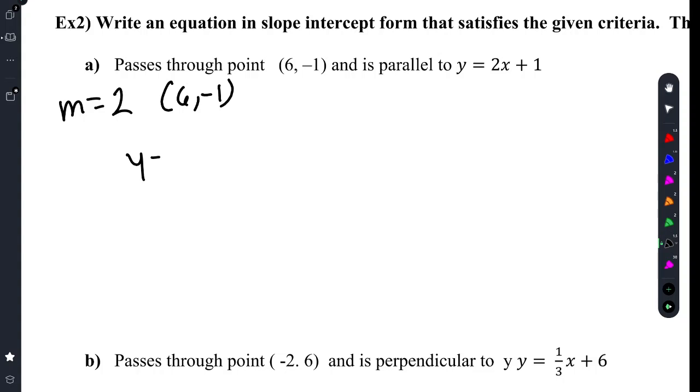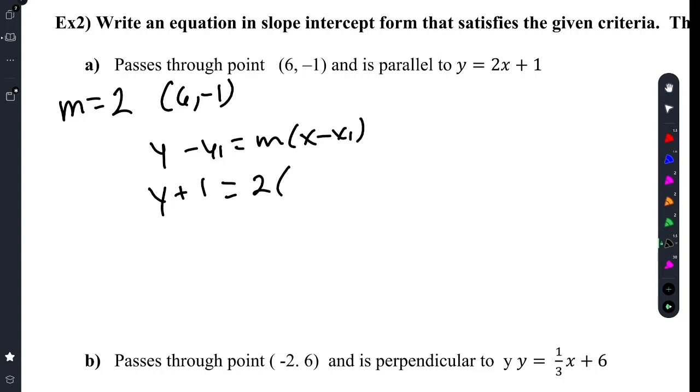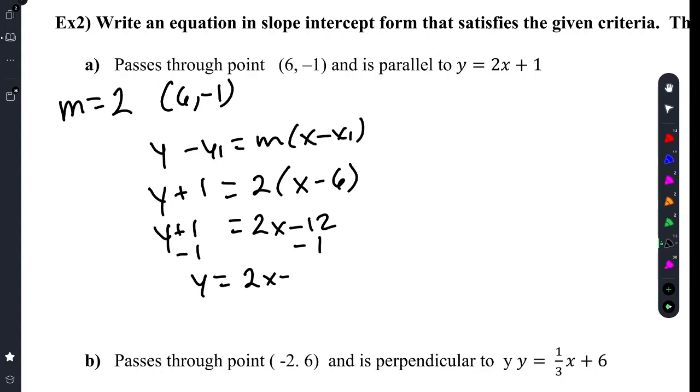Y minus, actually plus 1 equals, and let me write the formula first because in your notes I think it's important to write the formula. Y minus y1 equals m times x minus x1. So we get y plus 1 equals 2 parentheses x minus 6. Distribute the 2, we get 2x minus 12. Subtract 1, we get y equals 2x minus 13.